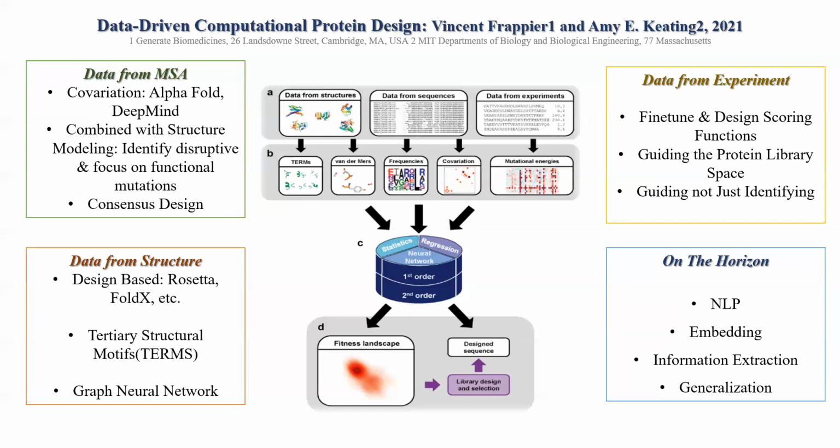So we fine-tune or define scoring functions, or we can guide the library space for more effective mutations using experimental data. On the horizon, they talked about how NLP got the trend and using embedding methods, compressed vectors showing the representations of amino acids, no matter what the target is, in order to increase the generalizability.